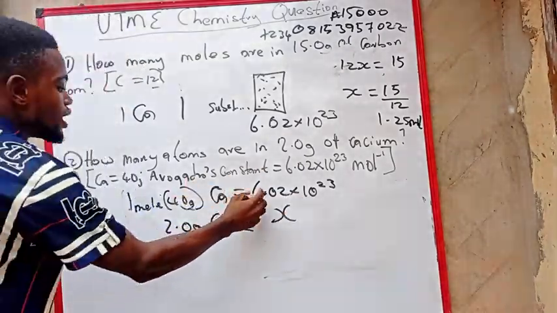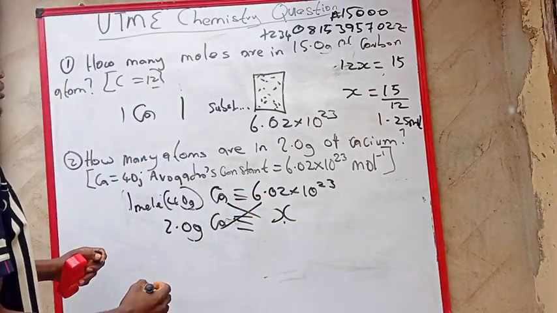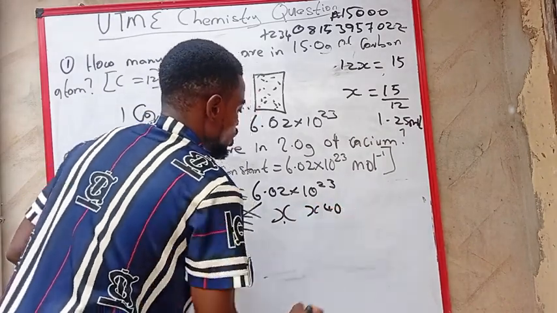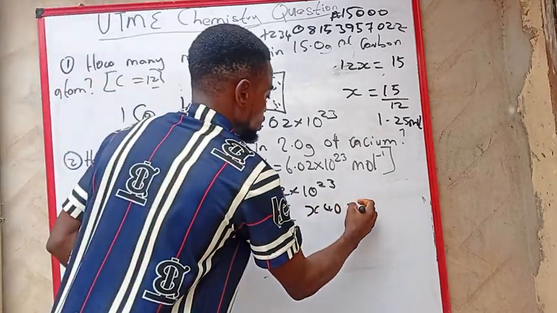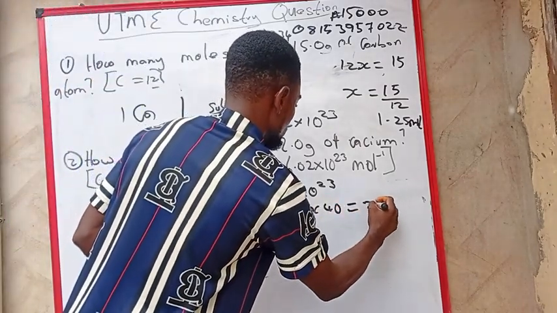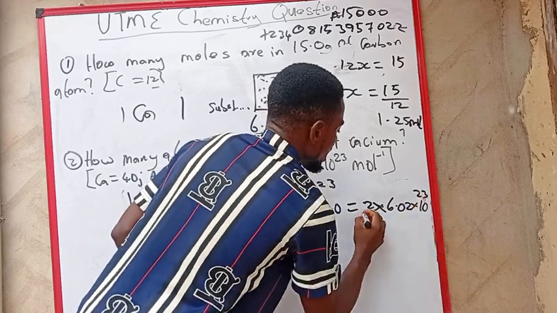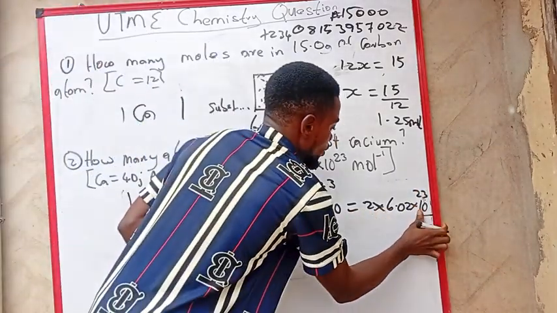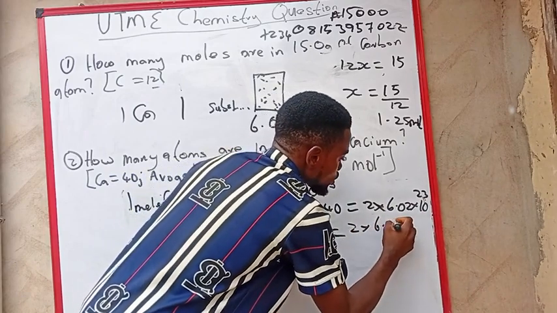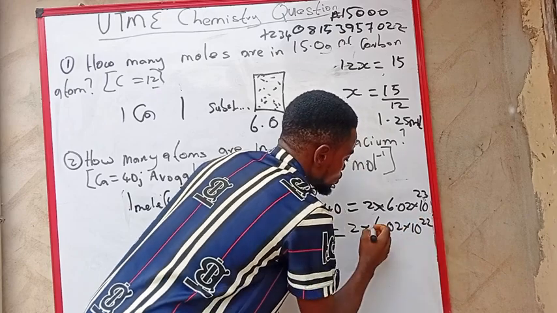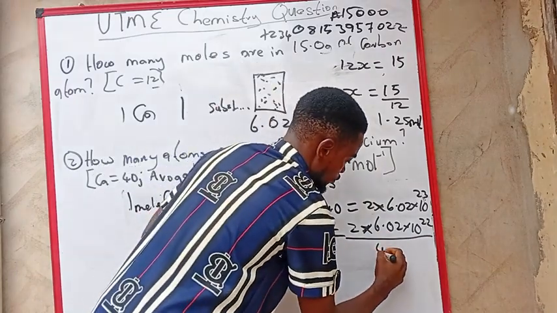So let's cross multiply. This multiplied by this gives us 40x, and this multiplied by this gives us 2 times 6.02 times 10 raised to power 23. Now you have to divide both sides by 40. So x is equal to 2 times 6.02 times 10 raised to power 23, divided by 40.